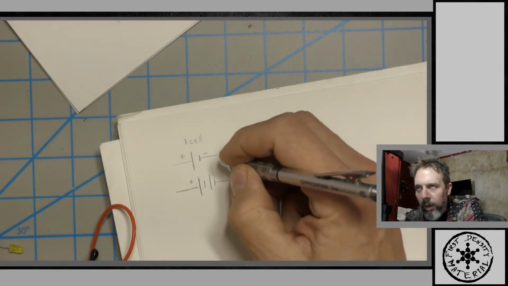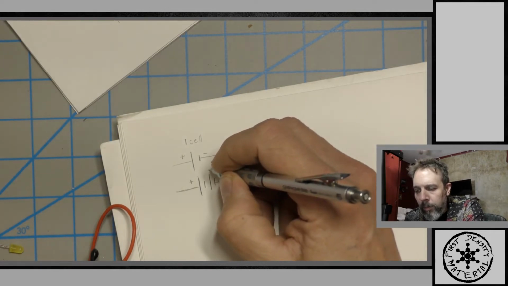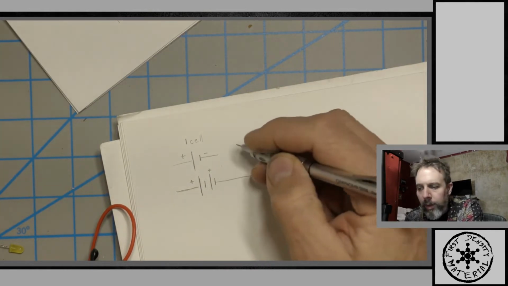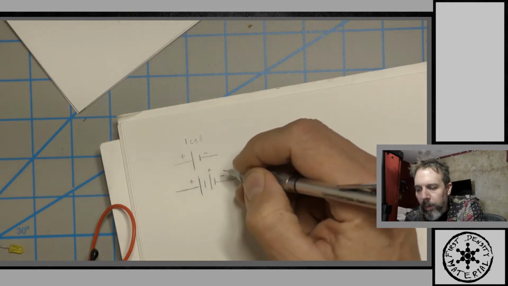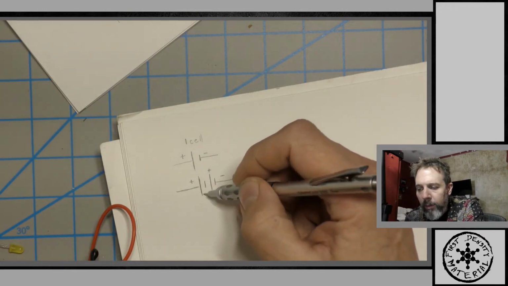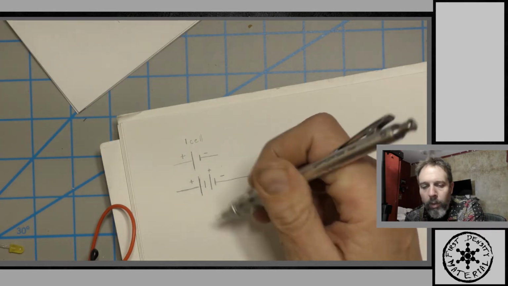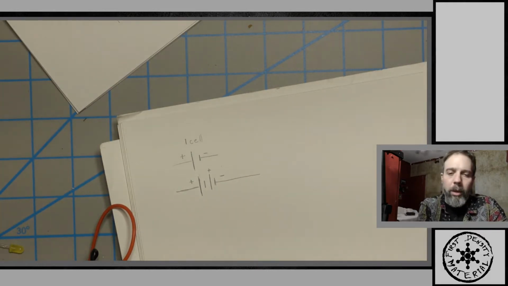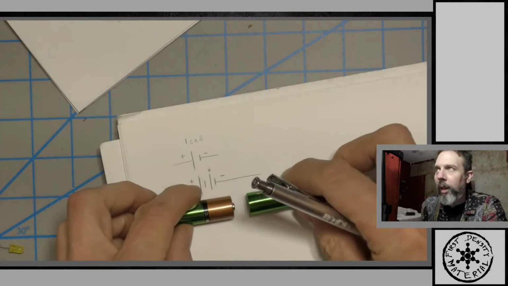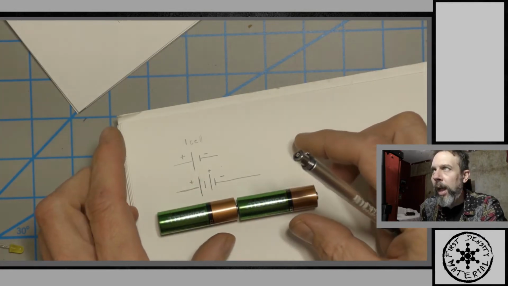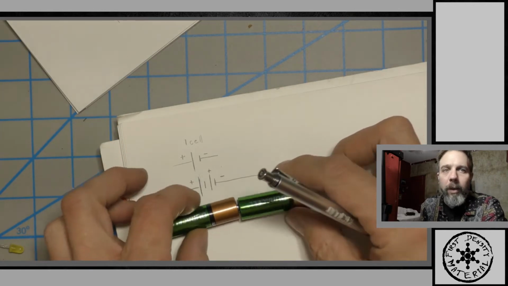You can think of it as this one's my positive too, if you need to label them, but don't label them in a schematic like that. People know what that is. So positive is the longer end, little negative. You know how you put a battery up against another battery like this? That's essentially what that is saying in schematic form.